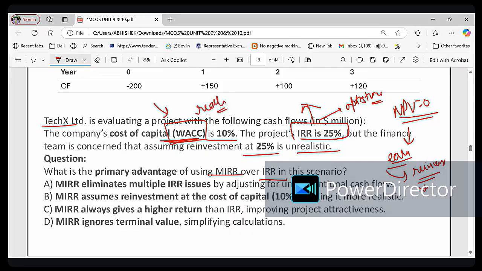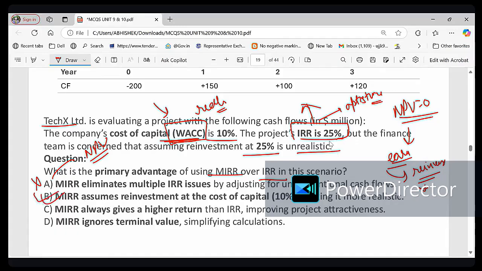So what is the correct answer now? Can you tell me? What is the advantage of MIRR over IRR in this scenario? Option A, MIRR eliminates the multiple IRR issue by adjusting for unconventional cash flow. No, this is wrong. That is what NPV does, net present value, right? So what about option B? MIRR assumes reinvestment at the cost of capital. Yes, this is correct.